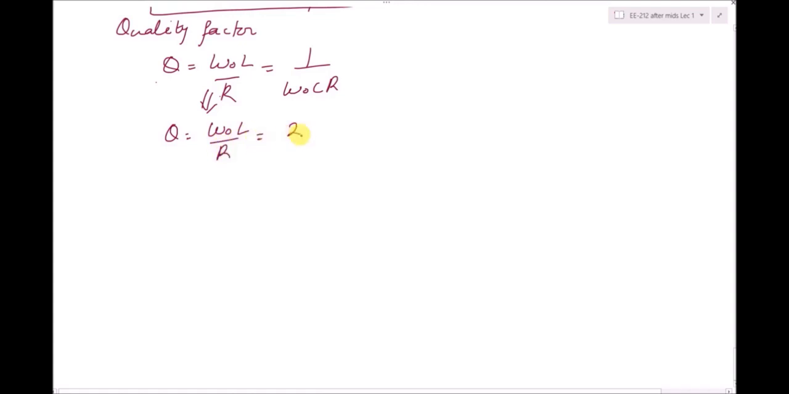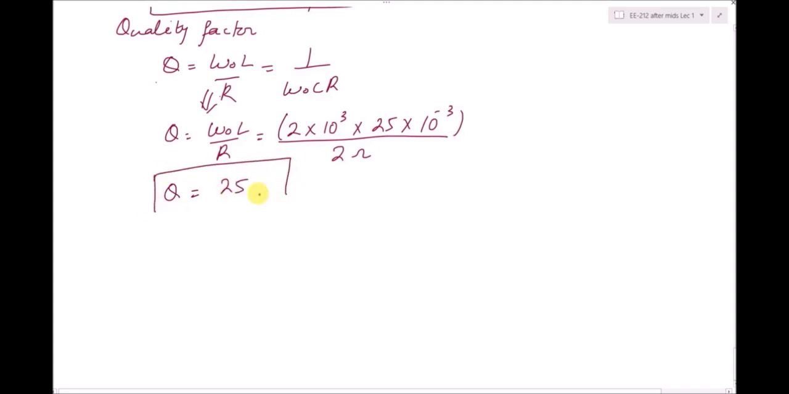So it will be 2 into 10 raised to power 3 into 25 into 10 raised to minus 3, divided by the value of resistance, that is 2 ohm. So now after calculating we get the value for the quality factor equal to 25.